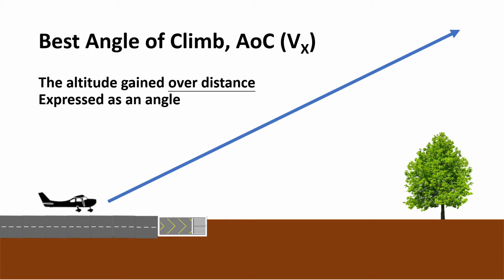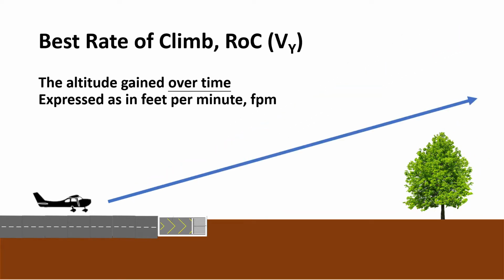The best angle of climb AOC we also call Vx. It is the altitude gain over distance expressed as an angle. For the best rate of climb ROC, we also call Vy. It is the altitude gain over time expressed in feet per minute.